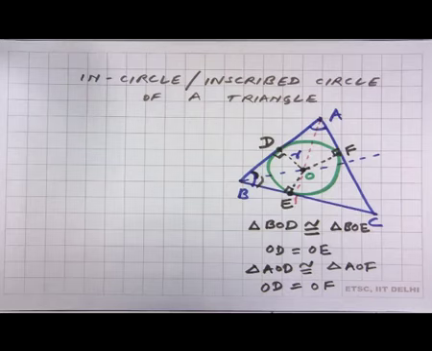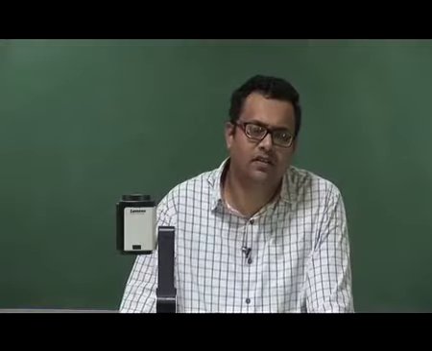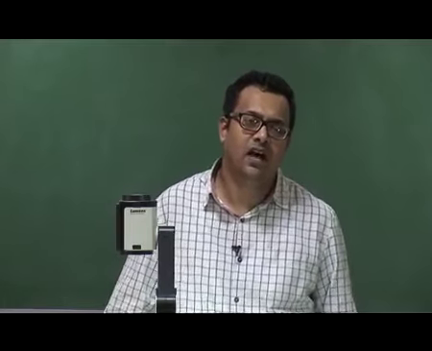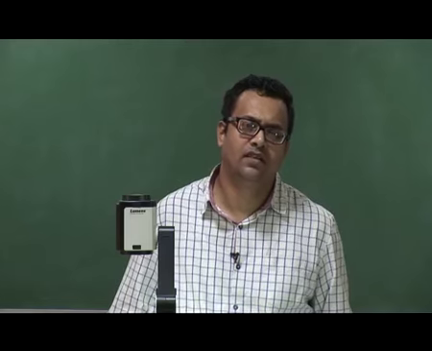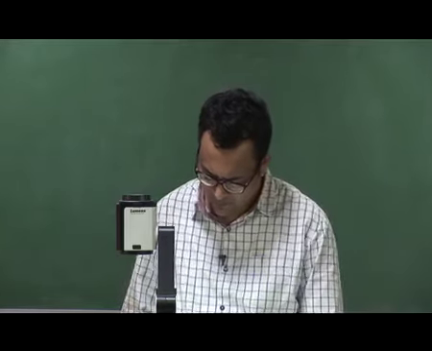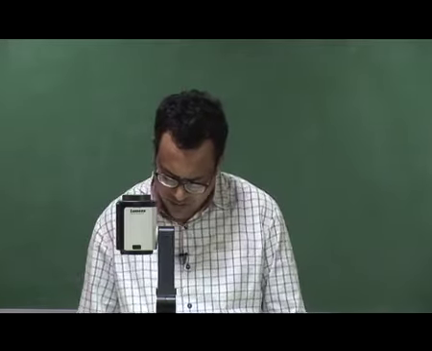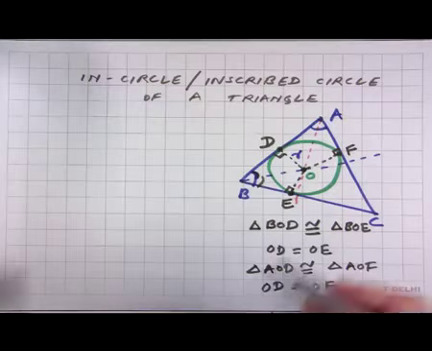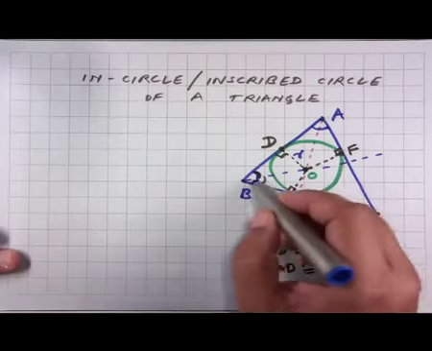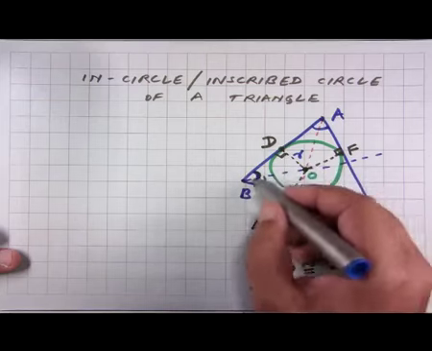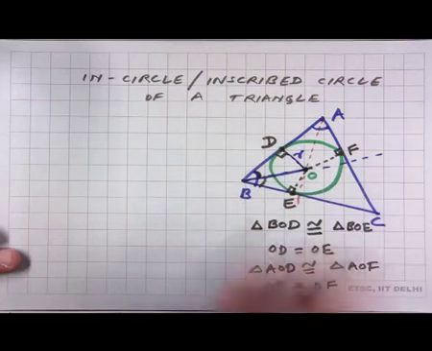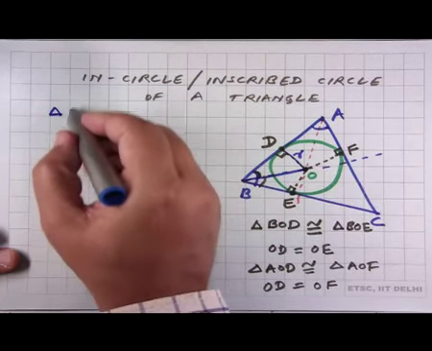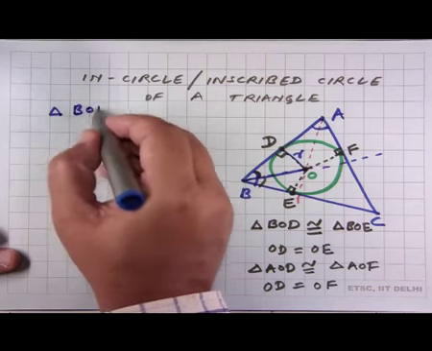Our next objective is to find an expression for the radius r of this incircle in terms of the lengths of the sides of the triangle ABC. So, for that, let us consider this triangle here. Let us consider the triangle BOD.